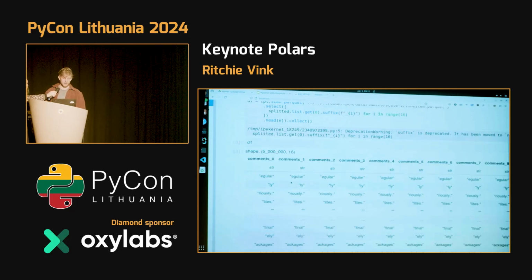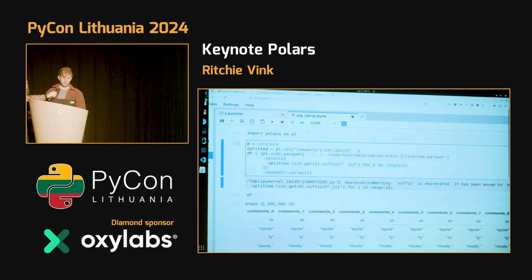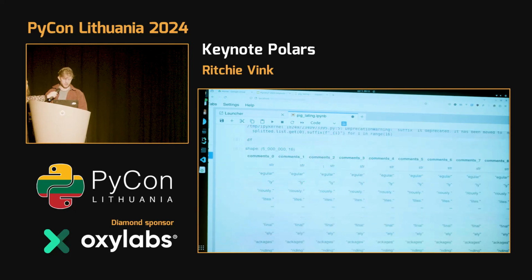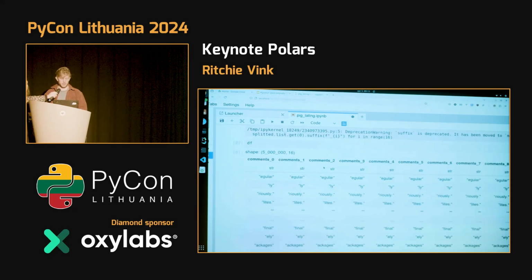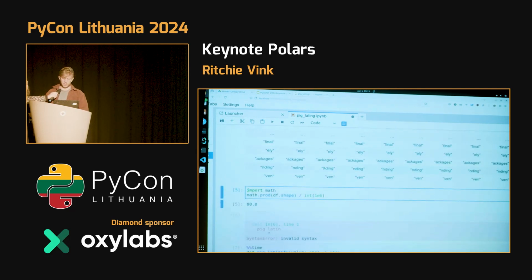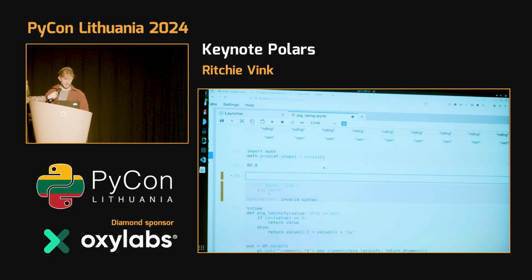Cool. So I'm going to start with importing Polars, and I'm going to read a data set. This is a data set with 6 million rows, and I'm going to take the comments out, and split them just to get a big data set full of columns. So what we have here is a data frame with 5 million rows and 16 columns. And it's 80 million string elements.